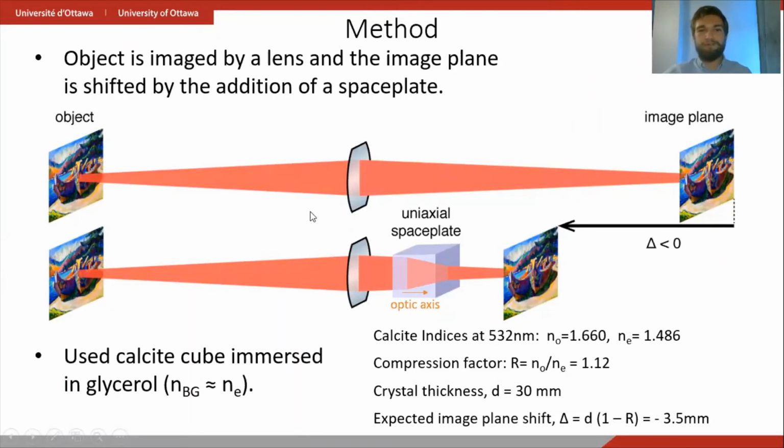Well, we're going to have an object which is imaged through a lens and forms an image plane on the other side. Then with the insertion of the uniaxial spaceplate, we should observe the image plane shift by a distance delta less than 0. It is negative because it's going against the direction of propagation. Now we use calcite as our spaceplate because it has the largest difference between its two indices of refraction, thus giving us the best compression factor. And we use glycerol as our background medium because it has an index of refraction roughly that of NE. Now we expect an image plane shift of 3.5 millimeters against the direction of propagation.